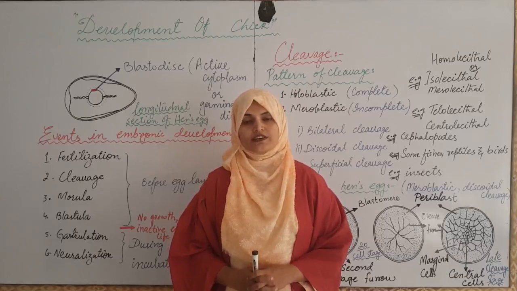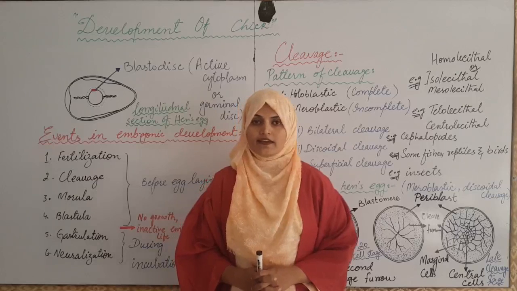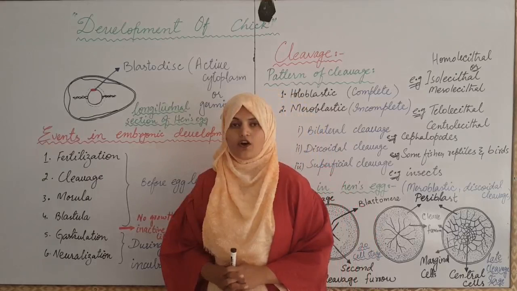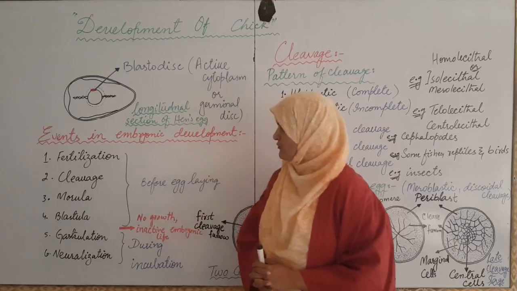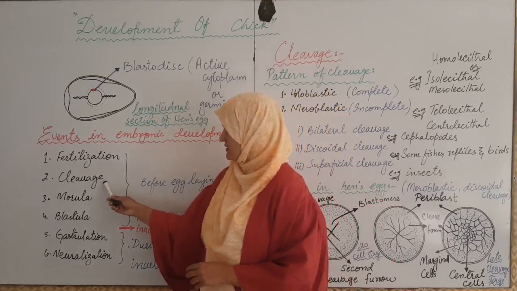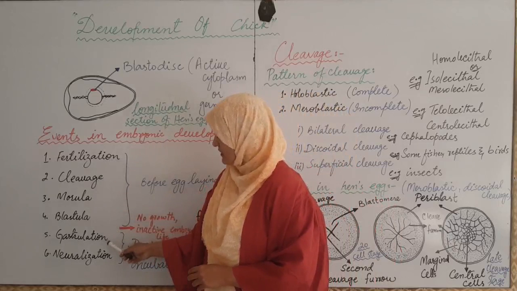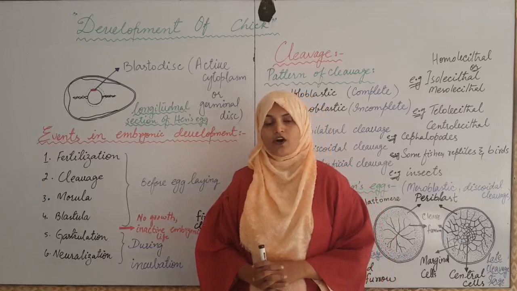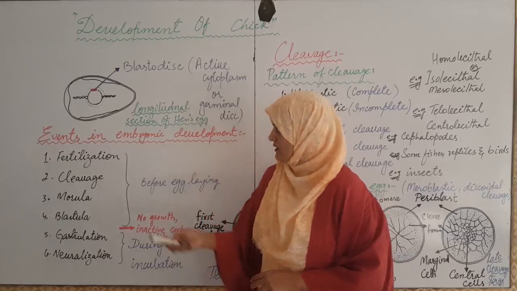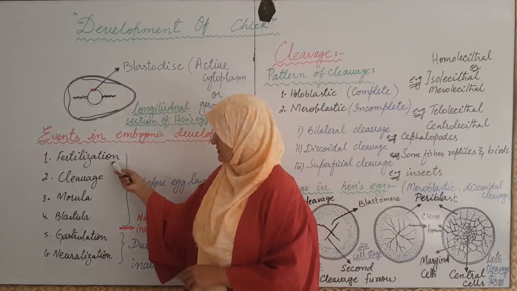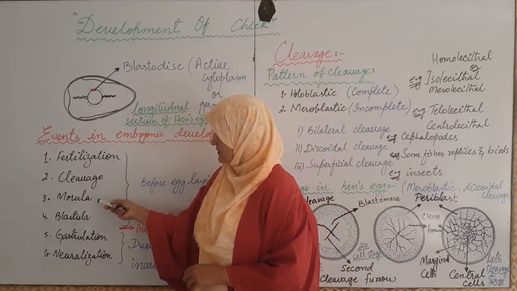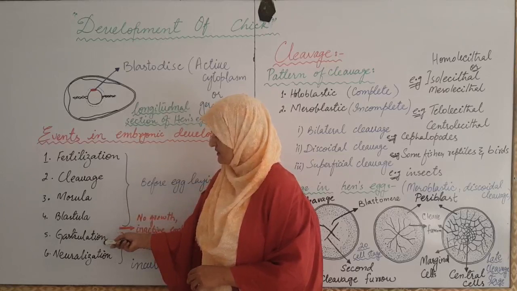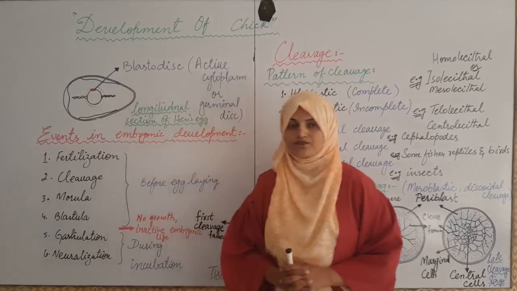When the fertilization takes place within the egg, then the second event starts within the egg of hen, which is termed as cleavage. There are different patterns or events that take place in the development of chick. One is the fertilization, then cleavage, then morula, then blastula, then gastrulation, and then neurulation.